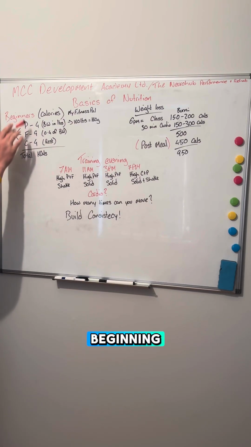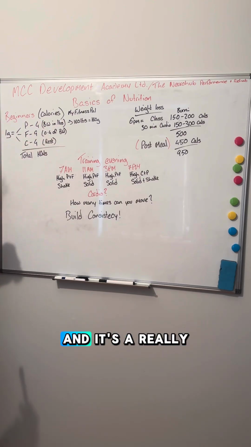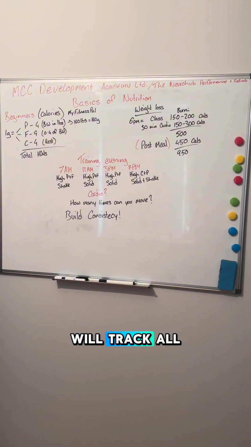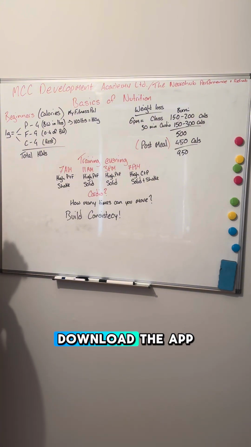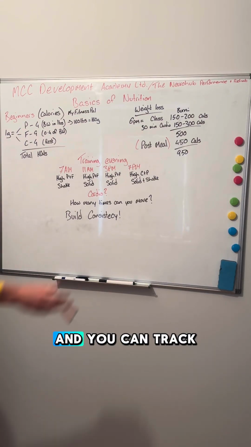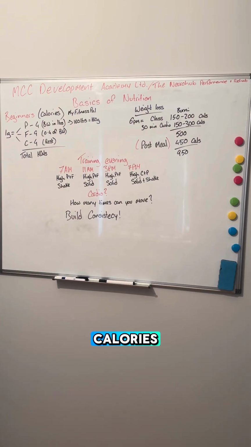So when we're beginning, we're looking at our calories, and it's a really simple app that you can get. You can get MyFitnessPal, and it will track all your food. When you download the app, you can scan your food as you eat it, or you scan it as you buy it in the shop. You can even scan the barcode, and you can track exactly how many calories and what macros you're intaking. And you can set your goal intake based off what I give you, and from there you can go about your day.